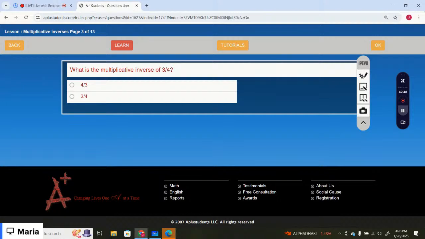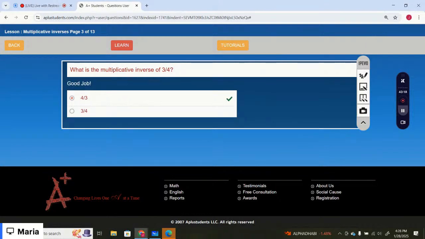What is the multiplicative inverse of 3 by 4? That is 4 over 3. Option number 1 is the correct option.